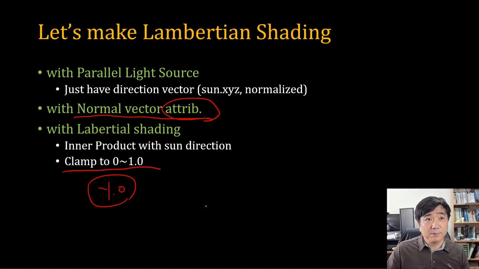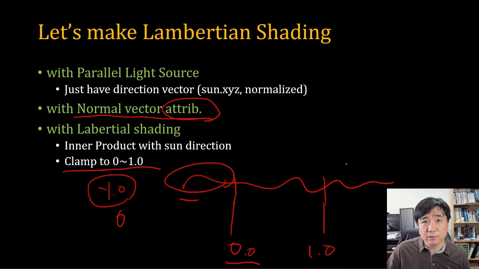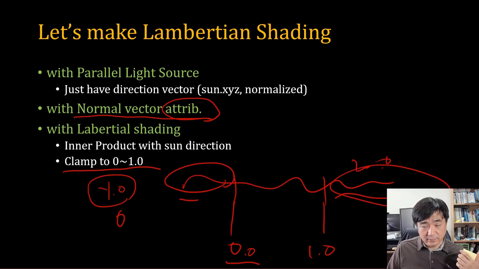Clamp means that if the value is over this range, then if we clamp into 0.0 to 1.0, all minus values will be changed into 0.0. All values greater than 1.0 will be changed into 1.0. That is clamping, okay? Clamp. Okay, let's program it.